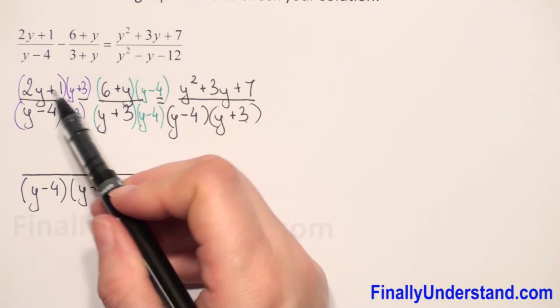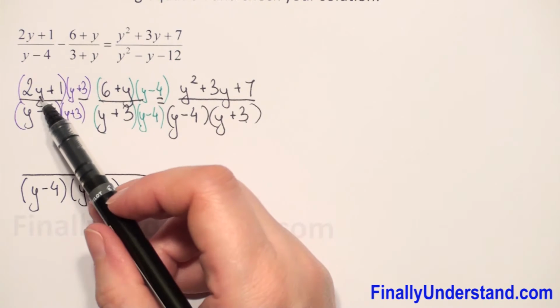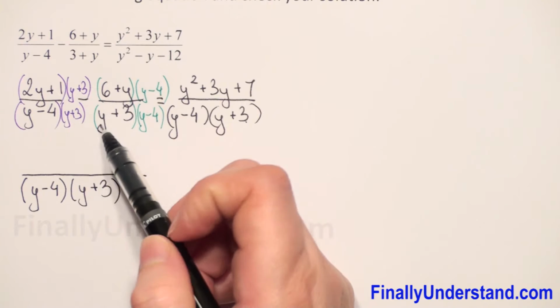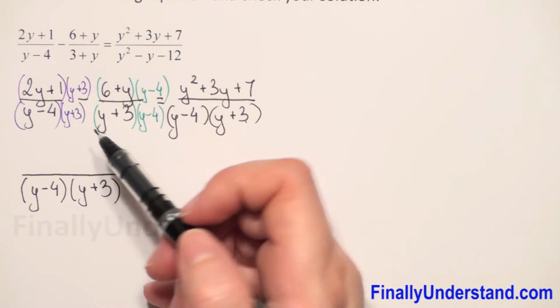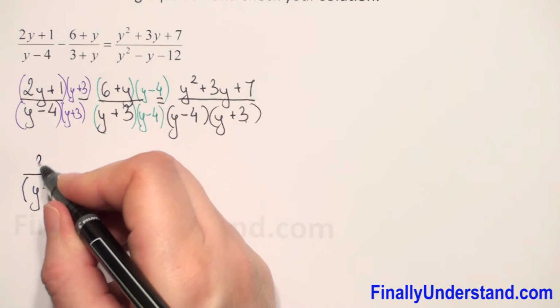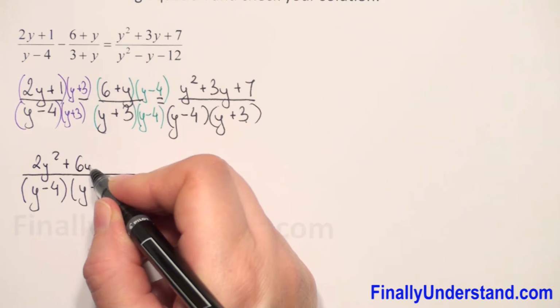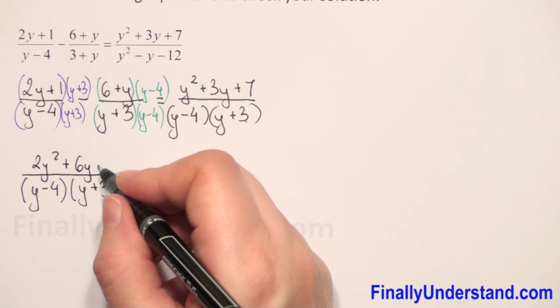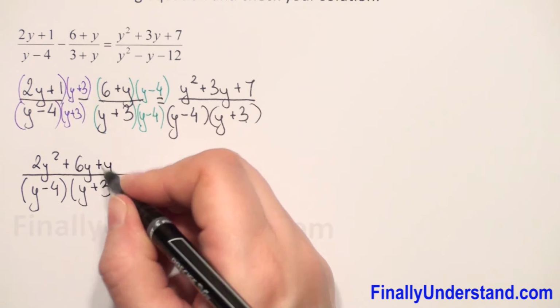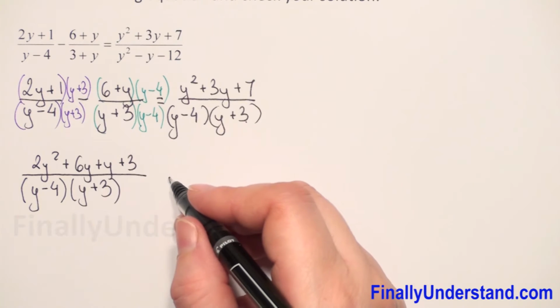So in the numerators we have to do multiplications. Every expression in the first parenthesis we have to multiply by every expression in the second parenthesis. So 2y times y is 2y squared. 2y times 3 is 6y. y times 1 is y. 1 times 3 is 3. This is our first algebraic fraction.